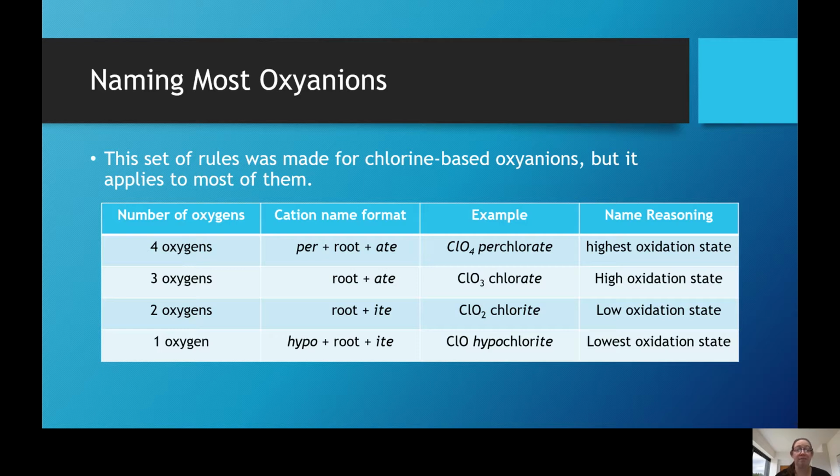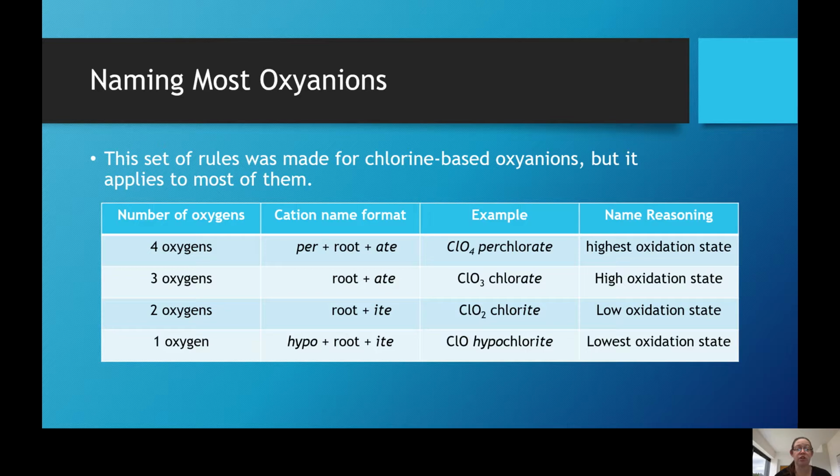All right, so when you're naming most oxyanions, you'll follow this set of rules. If your compound has 4 oxygens, your name format is going to be the prefix per, the root of the word, and then the ending ate. So for example, ClO4 is perchlorate because chlorine is your base or your root that's bound to those oxygens. And we use per to mean the highest oxidation state because per actually means more than or extra. And then the ATE just means a high oxidation state.